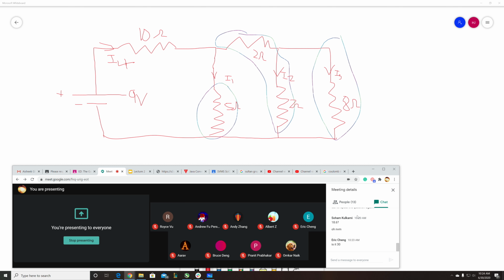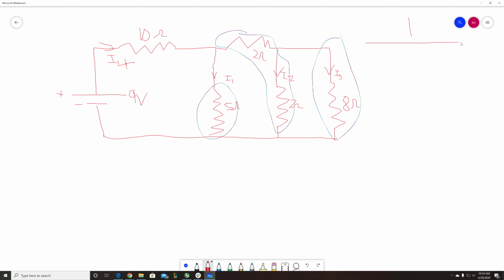I got 12.3. There seems to be something wrong with the math, because the only way to find the equivalent resistance of this circuit is to go with the old-fashioned 1 over R1, forgive my hand drawing skills, plus 1 over R2, plus 1 over R3. And that is the key to understand this.